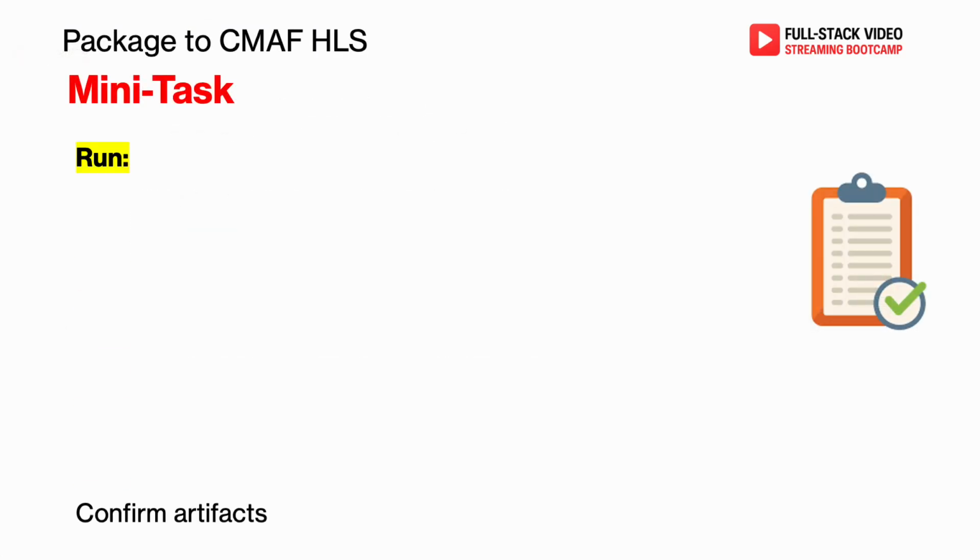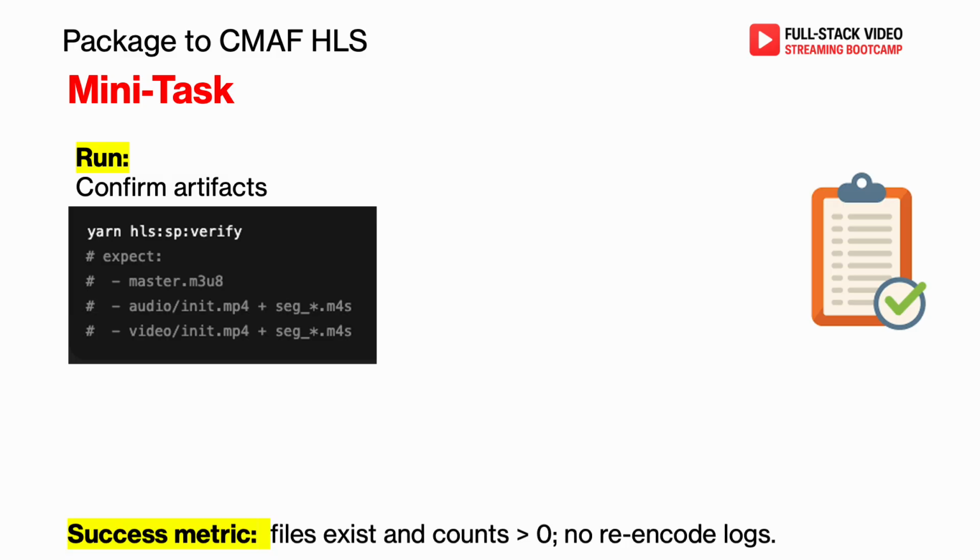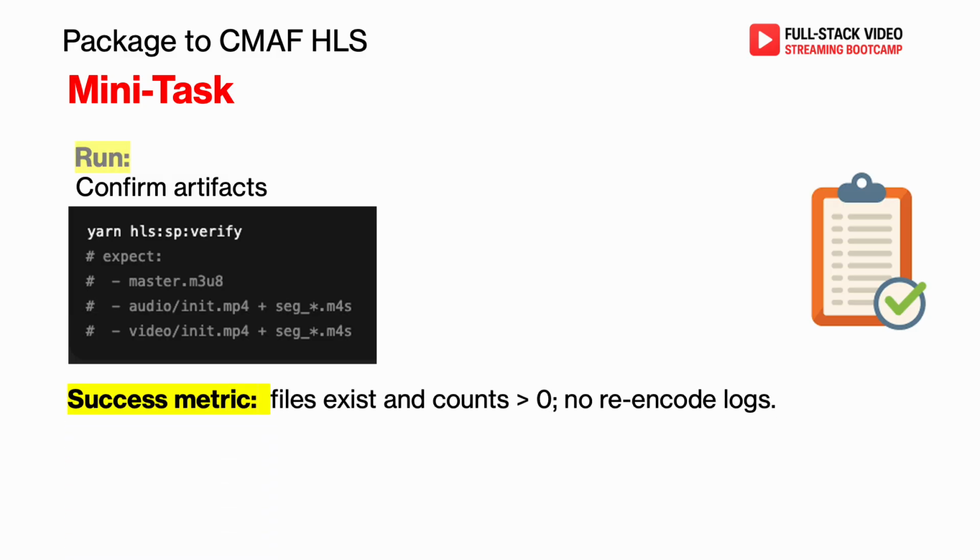The verify step shows a master playlist plus init files and a batch of segments. Looks complete. Perfect. That is exactly what a valid CMAF HLS package should look like. And since there were no re-encode messages in the log, Packager really did only slicing and indexing. Right, pure packaging. Your audio and video are untouched, ready for playback tests and later multi-rung expansion.